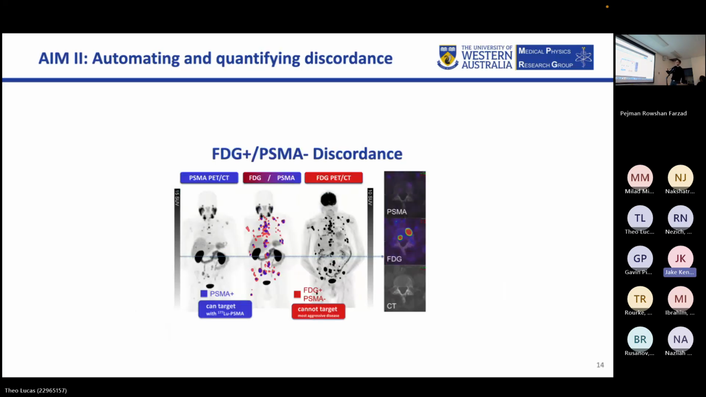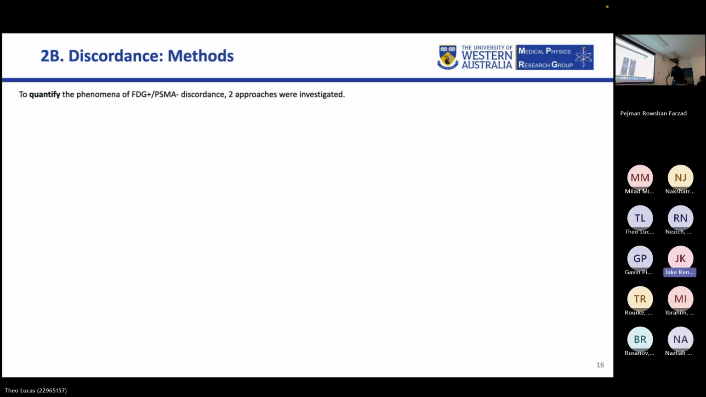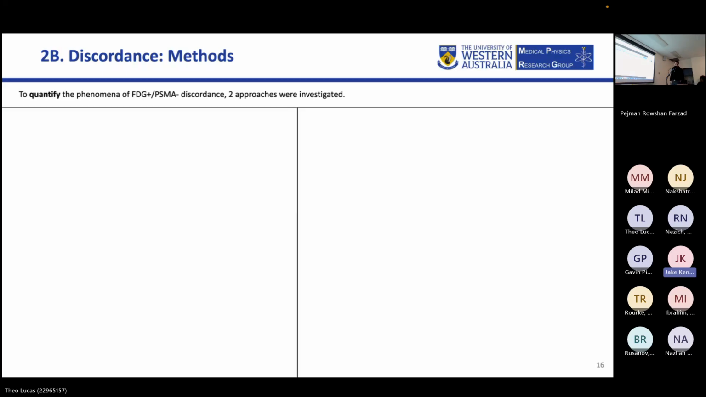So now, exploring that discordance. For this, a separate data set was used, which consisted of 49 metastatic castration-resistant prostate cancer patients who had undergone PSMA and FDG imaging before their first cycle of lutetium PSMA therapy. As I said, we want to quantify and automate the detection of discordance. So to do this, two somewhat novel approaches were investigated.